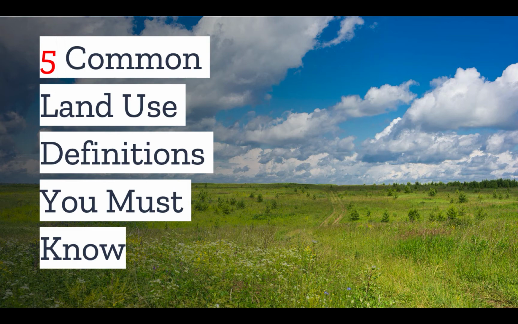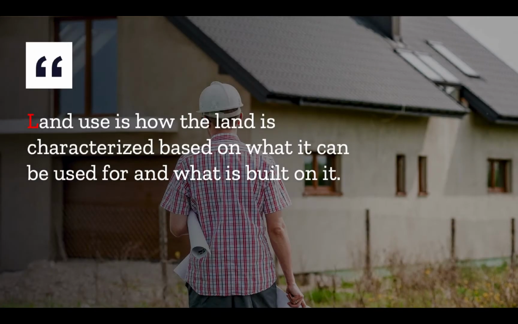And this story is an example of why you should understand the allowable uses on your property prior to purchasing. And to understand the allowable uses on the property, you must first know the property's land use definition under the zoning code. So today's video is going to cover 5 of the most common land use definitions that you will find in zoning codes throughout the United States. But before I get to these 5 common land use definitions, bear with me for a second because I'm going to give you a little more background on land use and zoning.